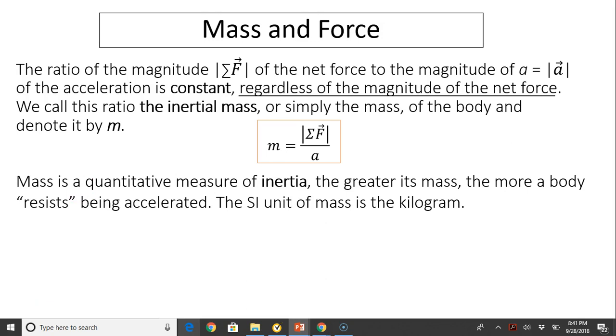Let's take a look at the relationship between mass and force. The ratio of the magnitude of force to the magnitude of acceleration is constant, regardless of the magnitude of net force. This ratio we call the inertial mass, or simply the mass. So as you can see, mass is not affected by the force. Mass is a quantitative measure of inertia. The greater its mass, the more a body resists being accelerated. The SI unit for mass is the kilogram.